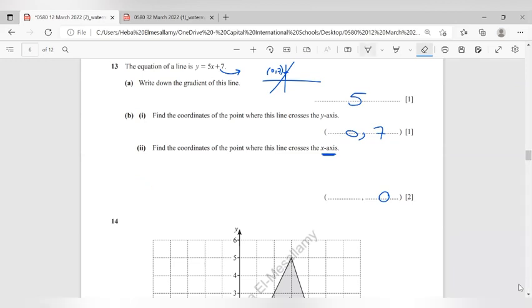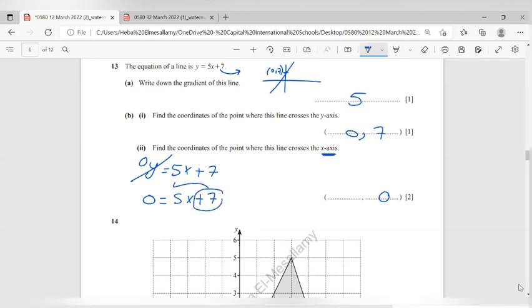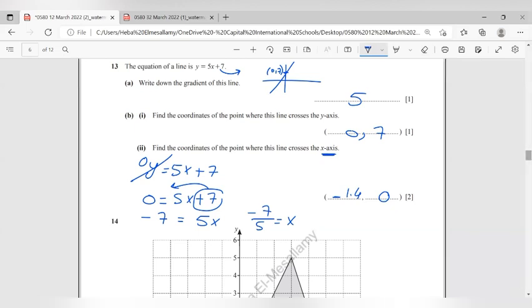So simply, I'm going to use the equation of the line. y equals 5x plus 7. Remove every y and drop 0. So 0 equals 5x plus 7. I'm going to solve equations normally. I will move the plus 7 to the other side as -7. So -7 equals 5x. -7 over 5 equals x. On the calculator, you will get -1.4. So this is the point where the line is going to cross the x-axis.